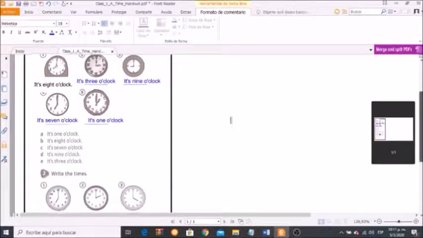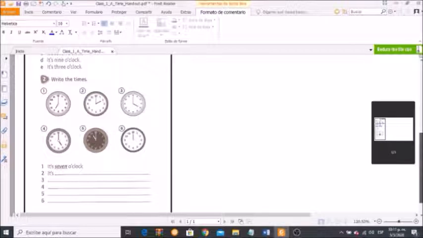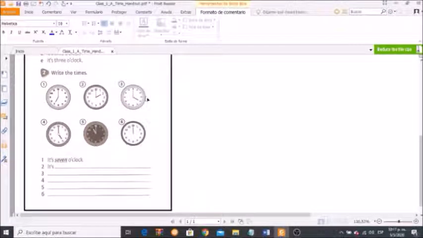Now, let's do exercise number 2. This time, we have to look at the clocks and we have to write the times. Okay? So, the first one is already done. La primera está ya hecha, que sería a modo de ejemplo. It's 7 o'clock. Now, what about number 2? It's... And look at the hour hand. Where is it pointing at? Very good. It's 2 o'clock. And why o'clock? Because the minute hand is pointing to the number 12. Okay?